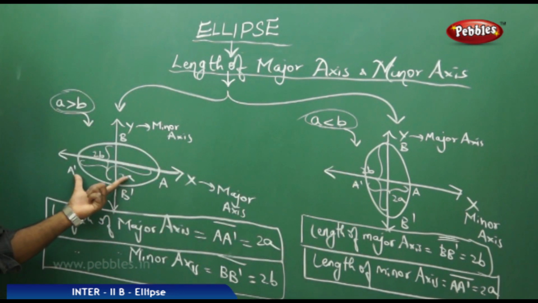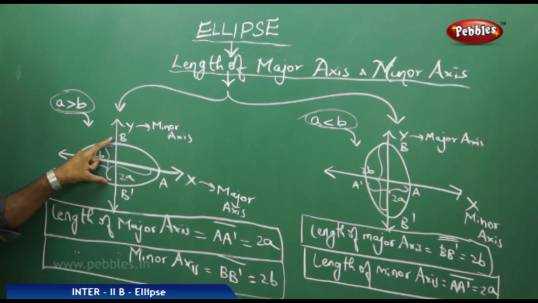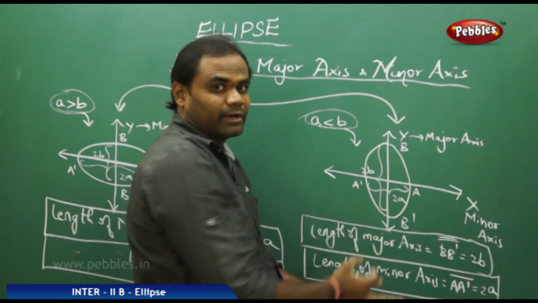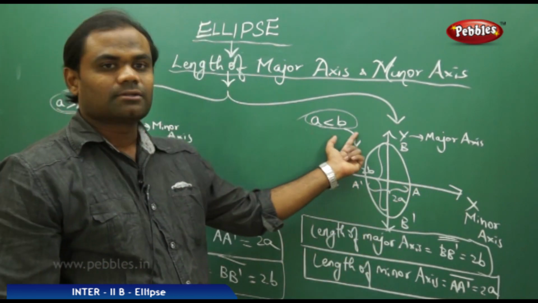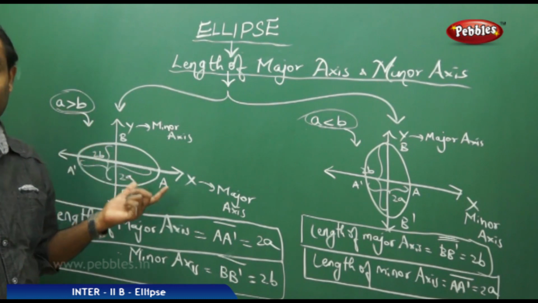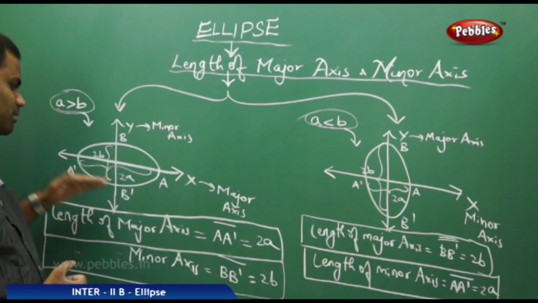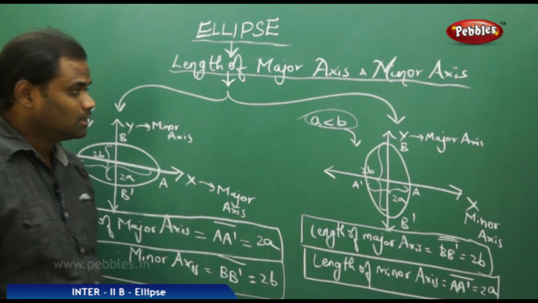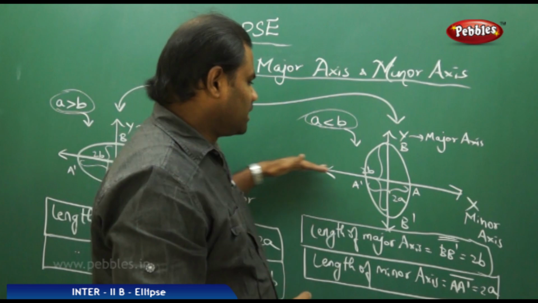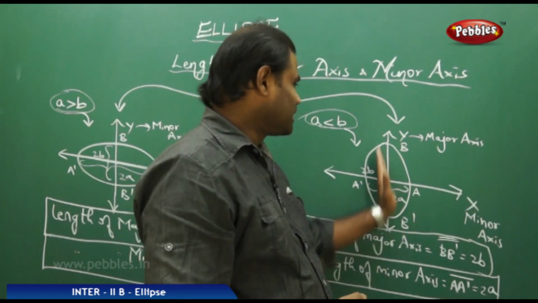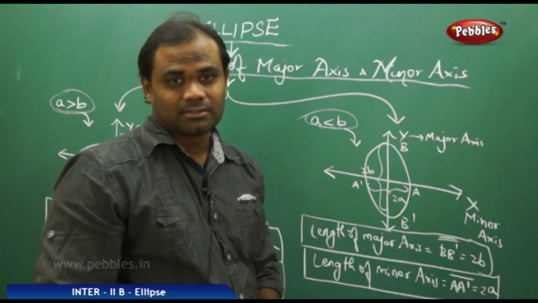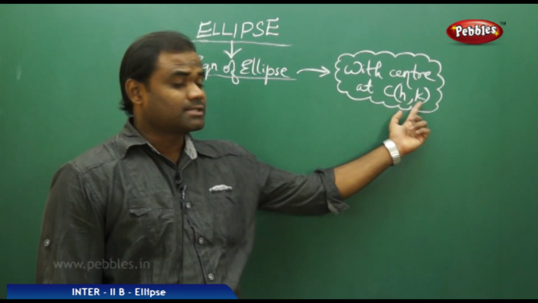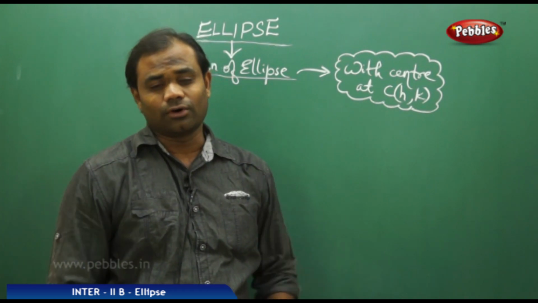So length of major axis is 2a and length of minor axis is 2b, but in this case length of major axis is 2b and length of minor axis is 2a, because a is less than b and a is greater than b. And here the major axis is along the x-axis and minor axis along the y-axis, but in case of a less than b, the minor axis is along the x-axis and major axis along the y-axis. Now let's see the equation of ellipse with center as (h, k), that is, the center is non-origin.